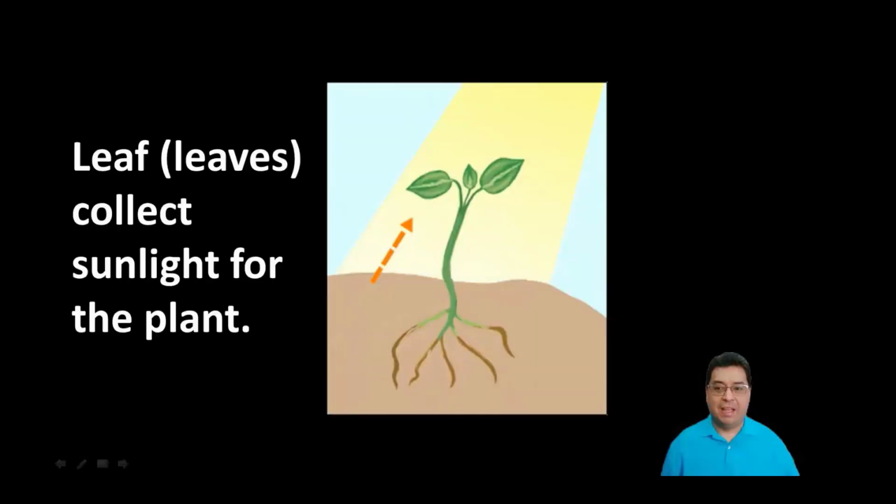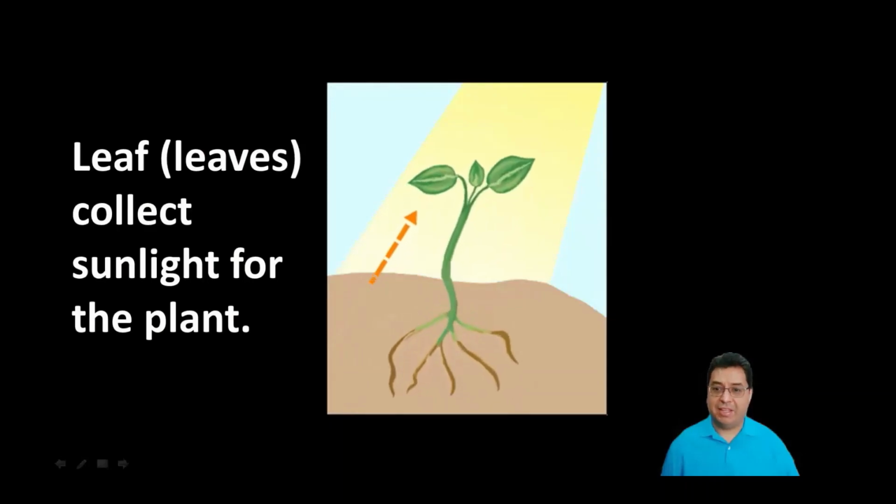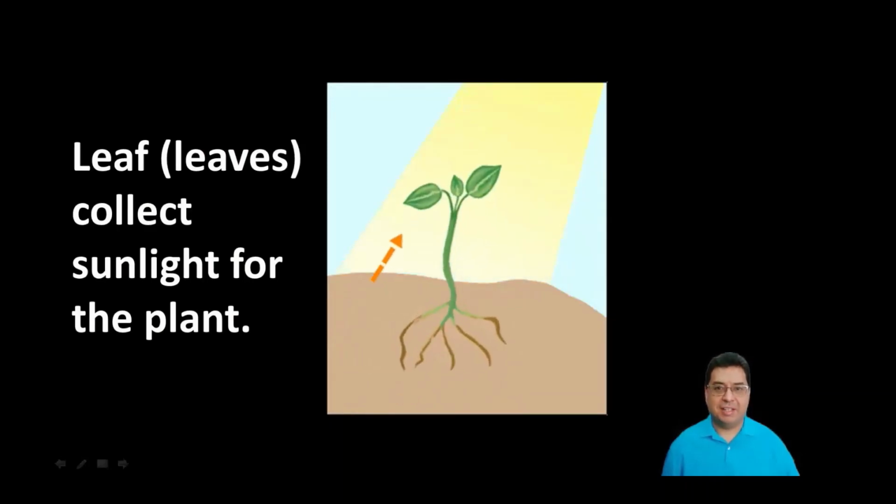die. So here's an animation showing how a leaf or leaves collect sunlight for the plant and it helps it grow here, okay? This is how they're able to stay green.